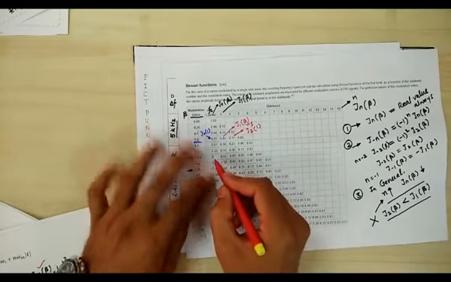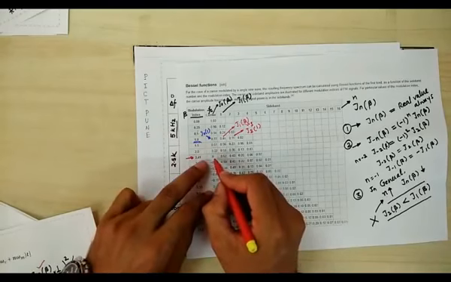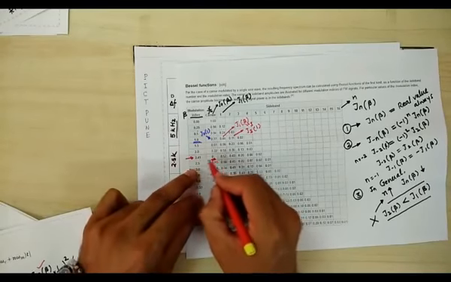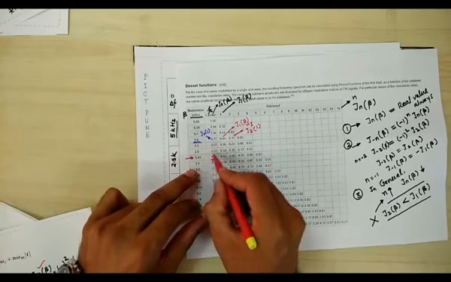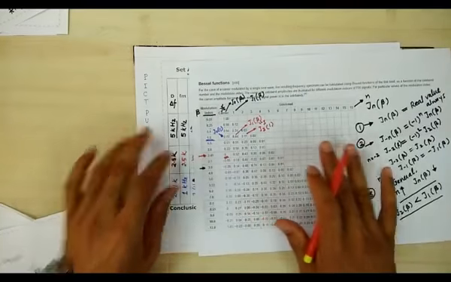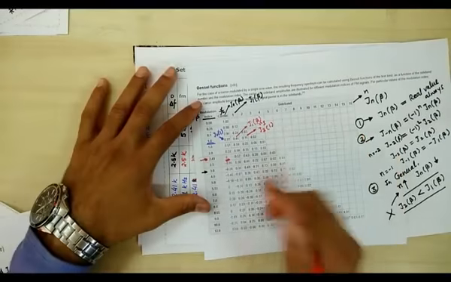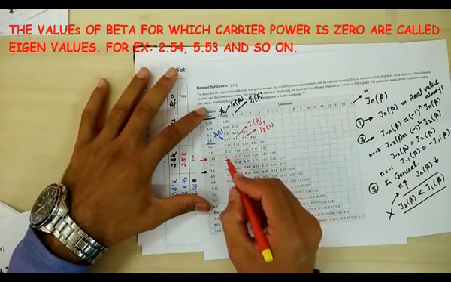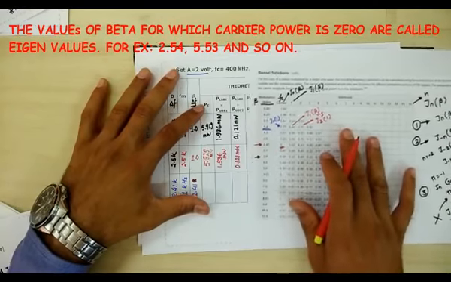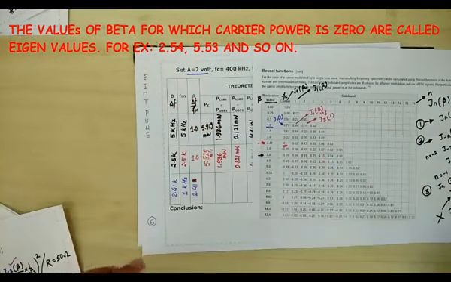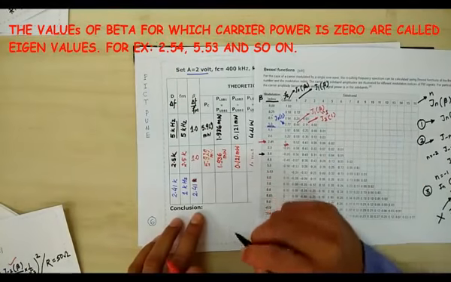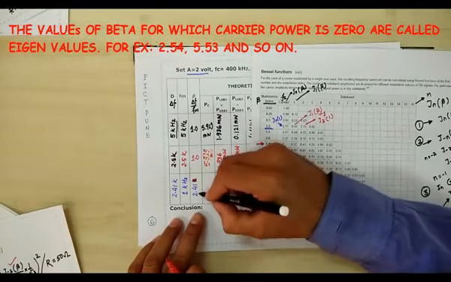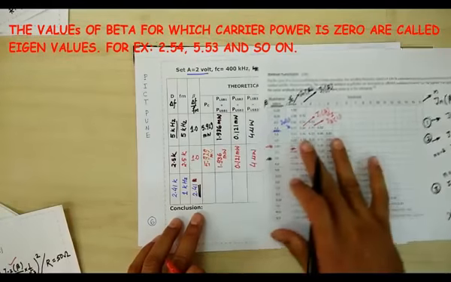If you see this one, here the carrier term is 0. So J0 beta is 0 there. So the power associated with the carrier, the discrete component of the carrier, is 0. So there is no power wastage in transmitting the carrier. So this is a very important beta value, one of the important beta values.